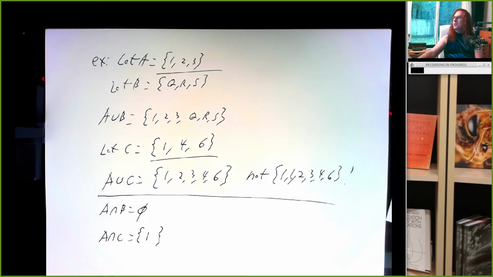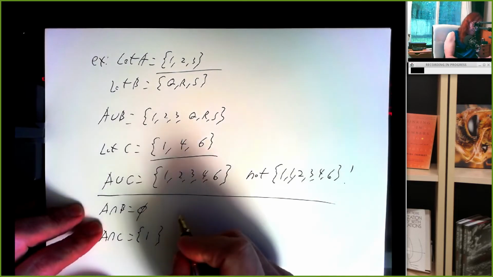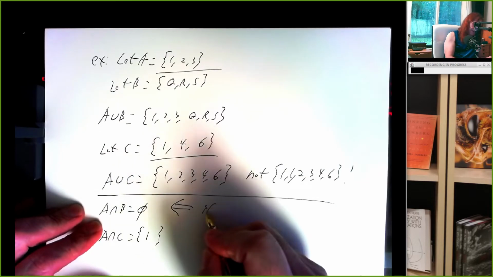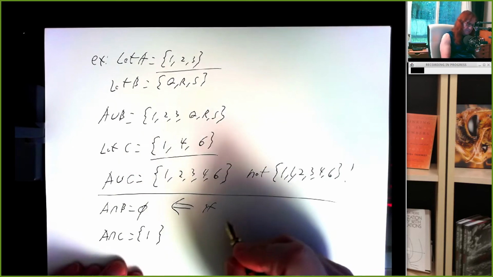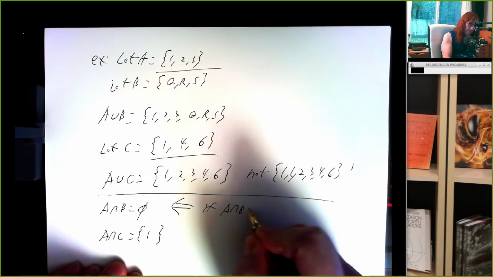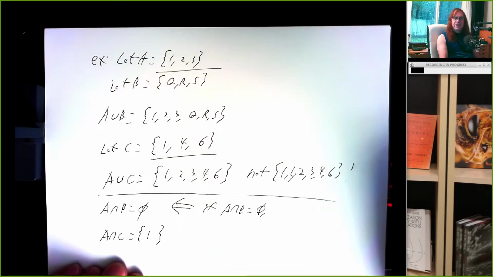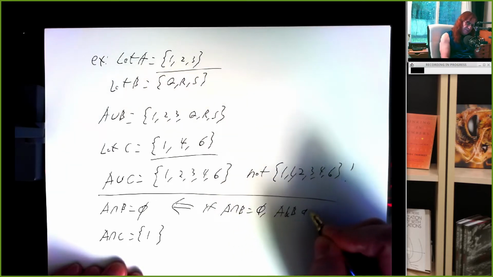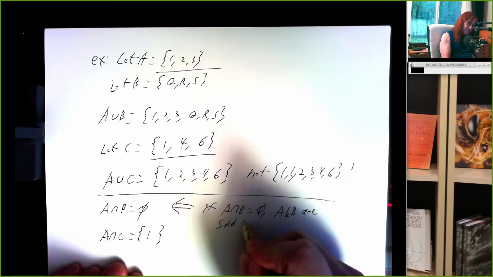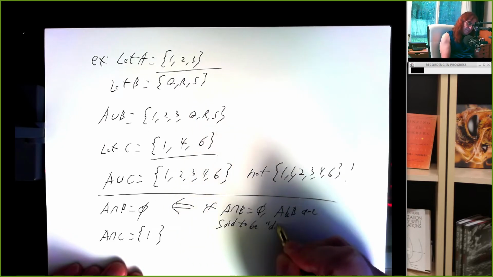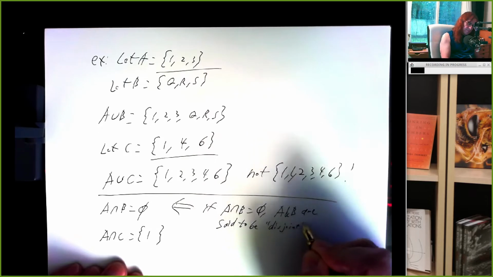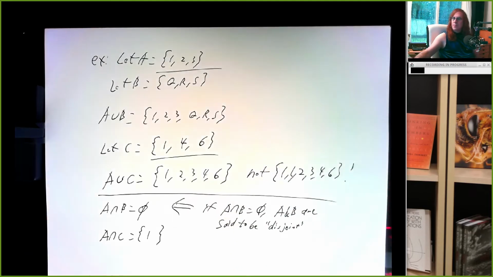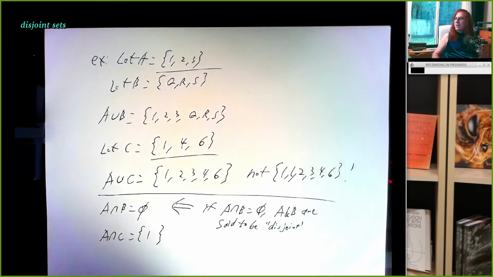Alright, so we've got unions, we've got intersections. And there's a piece of terminology here. If two sets have an empty intersection, if their intersection is the empty set, A and B are said to be disjoint. So disjoint sets are sets that have an empty intersection.